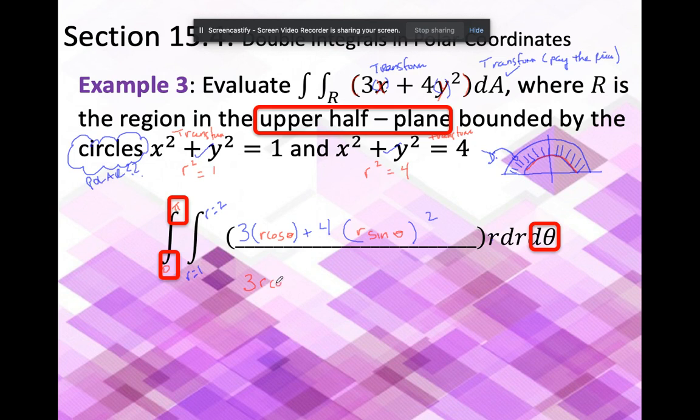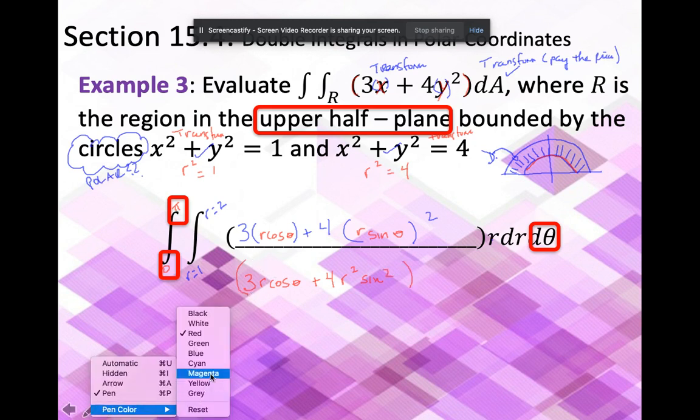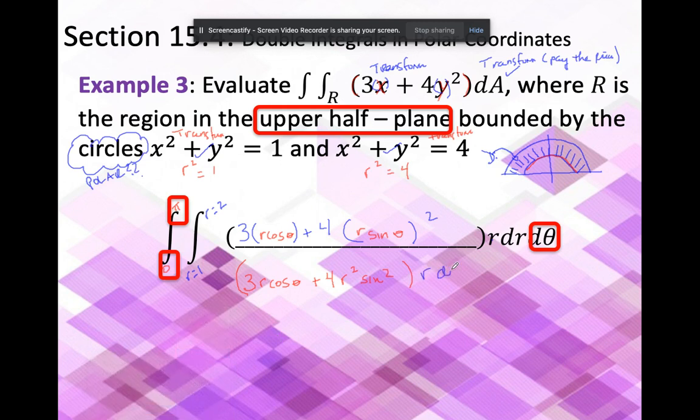So when I'm done with that, clean that up a little bit. I've got 3r cosine theta plus 4r squared sine squared. What do you have to do? You're not going to end up with just an r, are you? Here's your price. Your price is you've got to distribute this through.